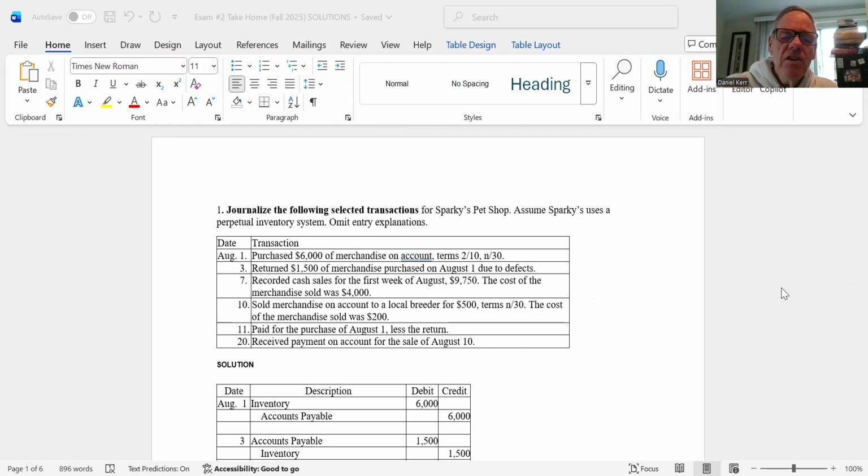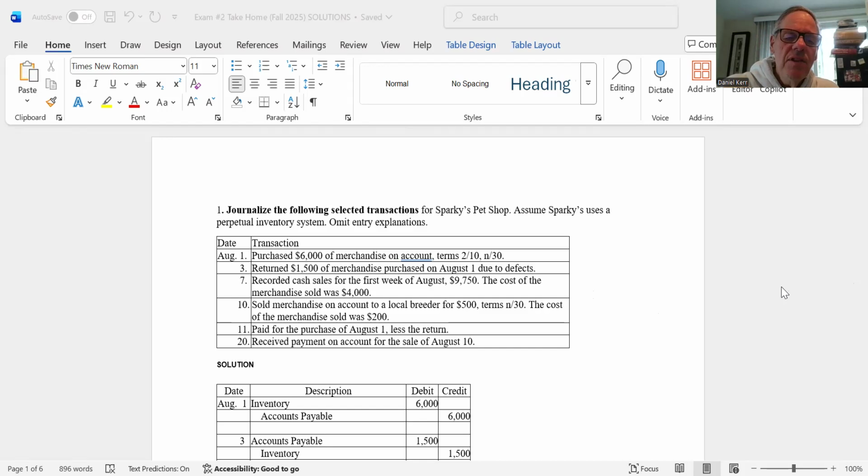And then on August 10th, you sold merchandise on account for a local breeder for the pet shop. So we sold merchandise on account for $500, terms net 30. Cost of the merchandise was $200. So again, you got to record the sale and you got to record the cost of goods sold.